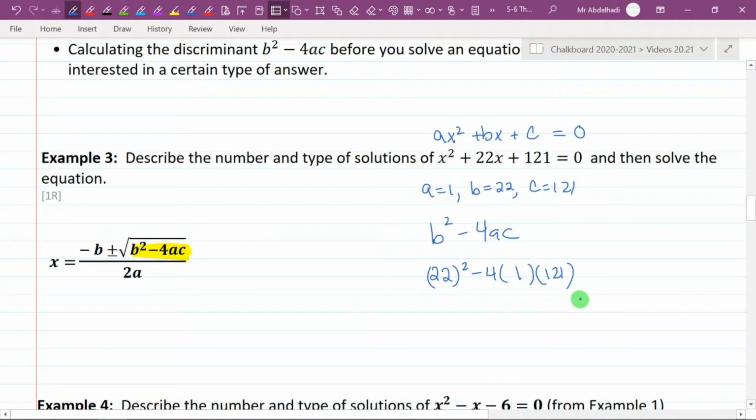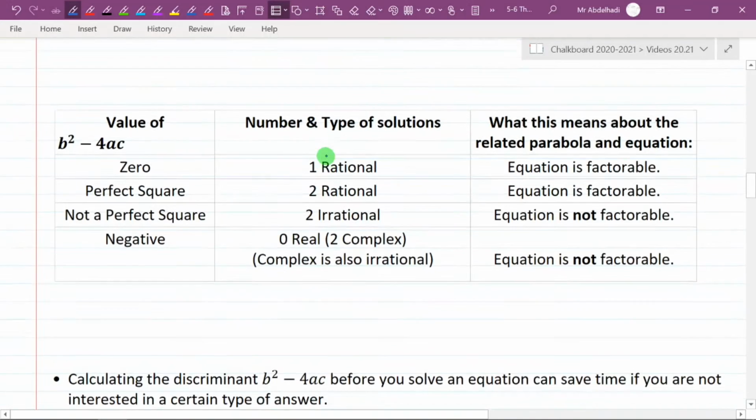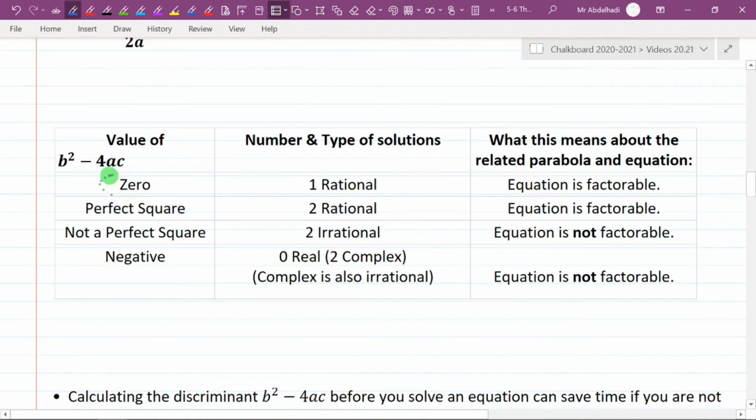And you might want to grab a calculator now. So I think this is 484 minus, and this is going to be 484. So what I'm getting here is 484 minus 484, that's 0. My discriminant is 0. And according to this table over here, if you get a 0, you should only get one rational answer, and this was a factorable problem.